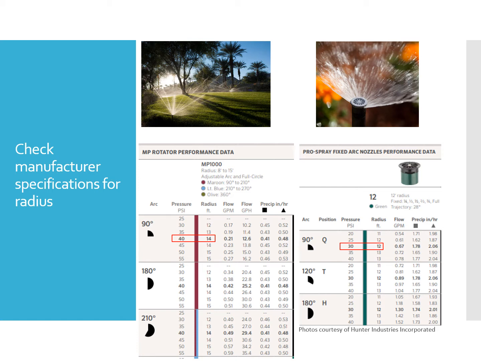And then also over here on the right we have a Hunter 12-foot spray nozzle fixed pattern, and its optimal pressure is also in bold, which is 30 psi. And at 30 psi it'll go the optimal radius of 12 feet. Same for all of its patterns.